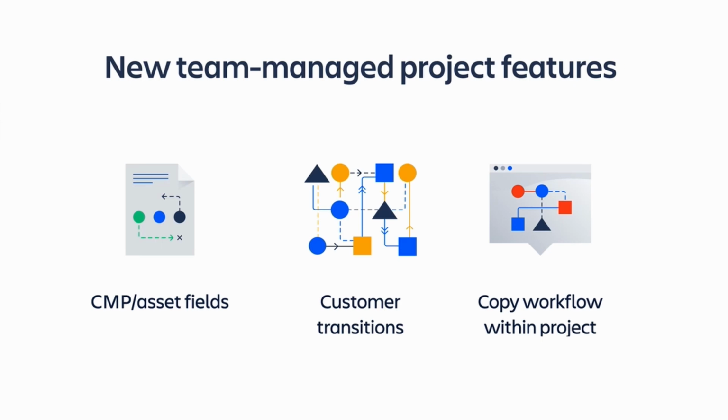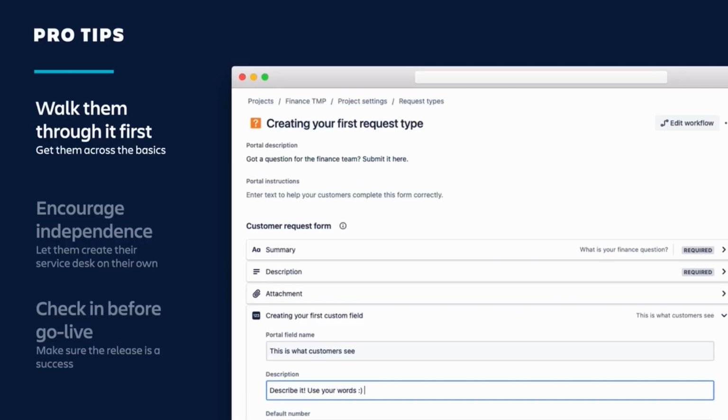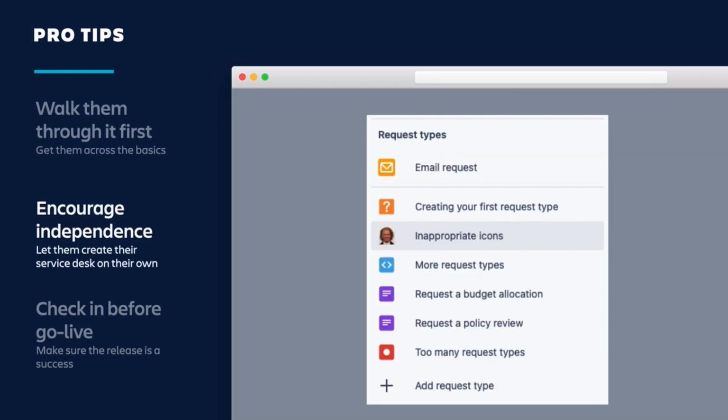Most importantly, team-managed projects can unblock project admins and let them get up and running without needing any of your help. And your admins will be able to create their own service desks without impacting any other service desk on the instance. So, how do you set them up for success? Team-managed projects are very easy to set up, but that doesn't mean that you don't need to walk them through the basics to make sure they don't get started on the wrong foot. Once you've given them a walkthrough, encourage them to be independent and give it a go on their own. Let them create their own service desk first. Just make sure it's not visible on the Help Center homepage and that it's only available to you and them.